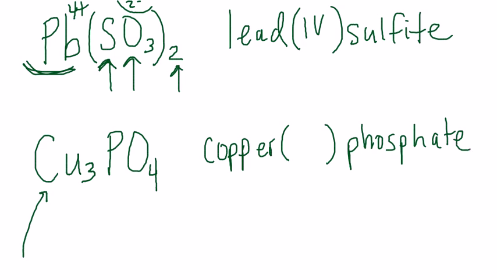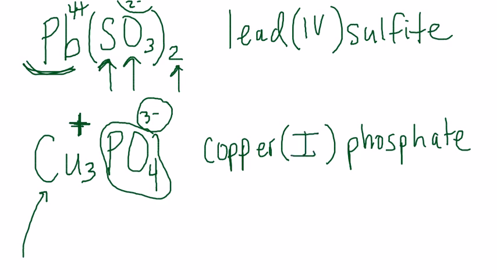What charge goes in there? Well, phosphate is in the 3- column. That means as a whole, this group carries a charge of 3-. How many coppers are there? Well, there are 3 of them, each of which has a +1 charge. How did I know that? The 3- must be balanced with 3 positives. If there are 3 coppers, each of them must have a +1 charge for a total of 3 positives. So this is copper 1 phosphate.